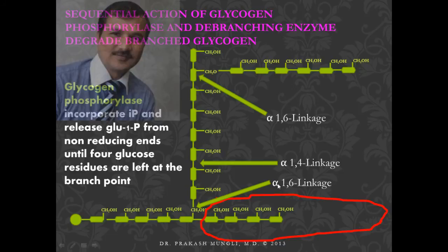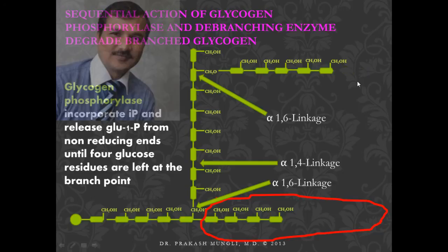Here is the branch point with alpha 1,4 linkage. So 1, 2, 3, 4. Four glucose residues are left, and at that point glycogen phosphorylase cannot move ahead because there is a steric hindrance. If you can see here, there is an L-type shape, and this doesn't allow glycogen phosphorylase to move further because of the steric hindrance. So now it starts with another branch here.